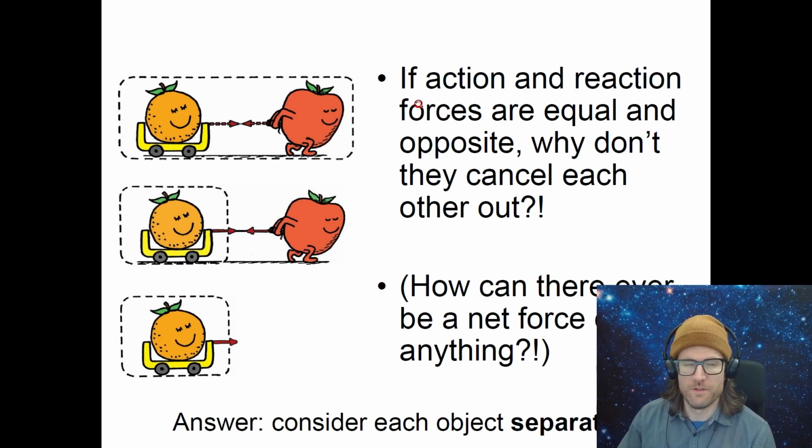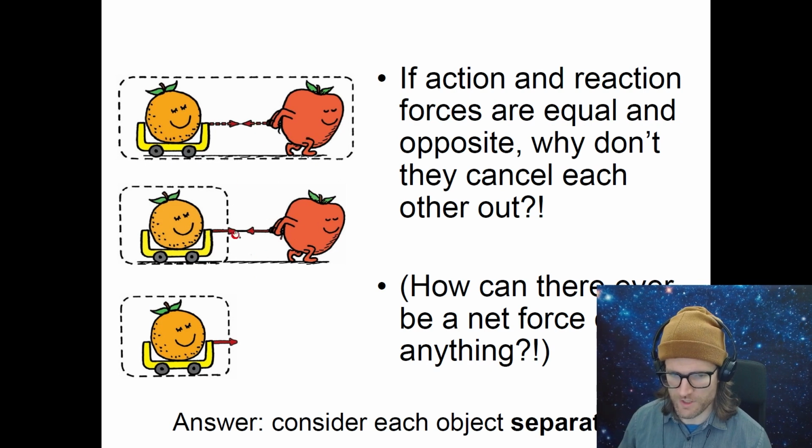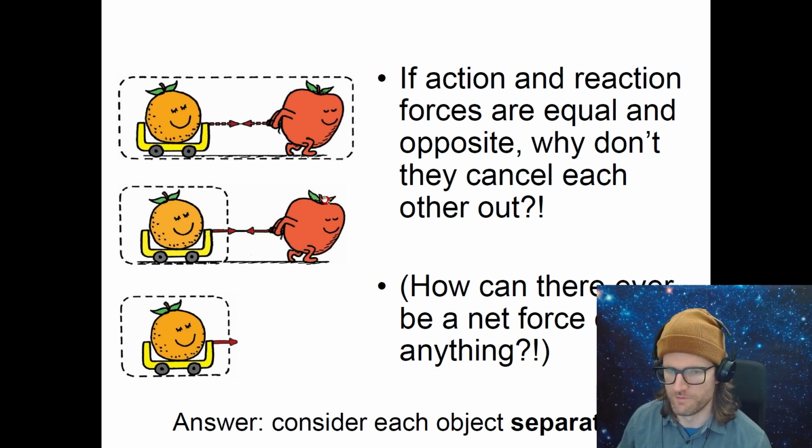Okay, so this is a common question. If action and reaction forces are equal, why don't they cancel each other out? How the heck do we get anywhere? So here's an apple pulling an orange. If we look at the orange in isolation, the orange is just getting pulled by the apple. So it's going to have a non-zero net force to the right. It's going to start accelerating and moving. Even though there's equal and opposite forces, because they're on two different objects, we can have motion.